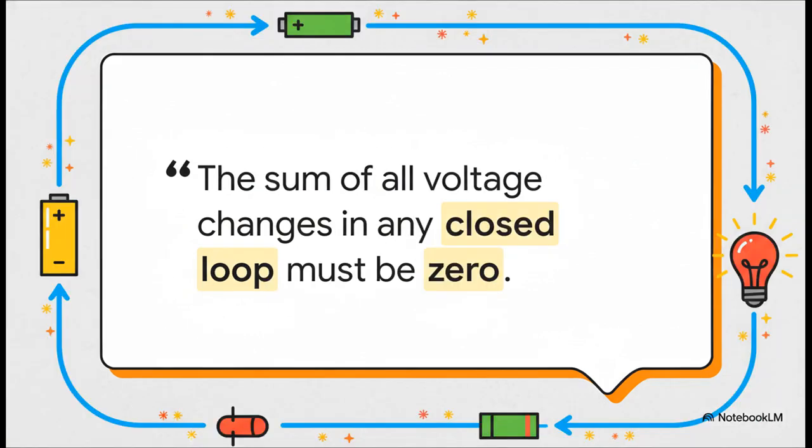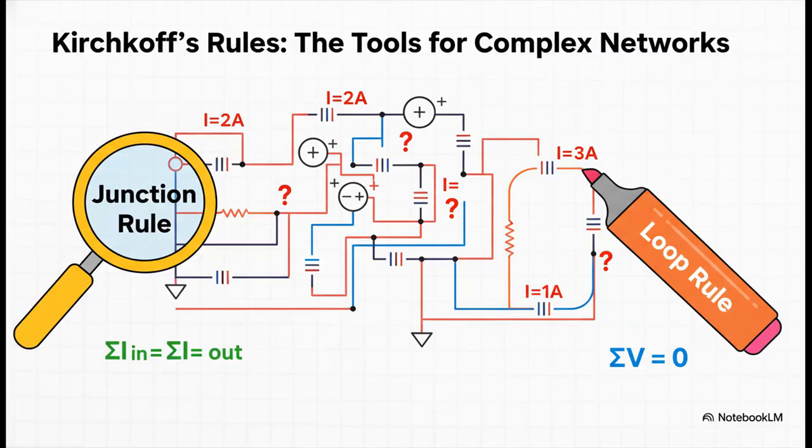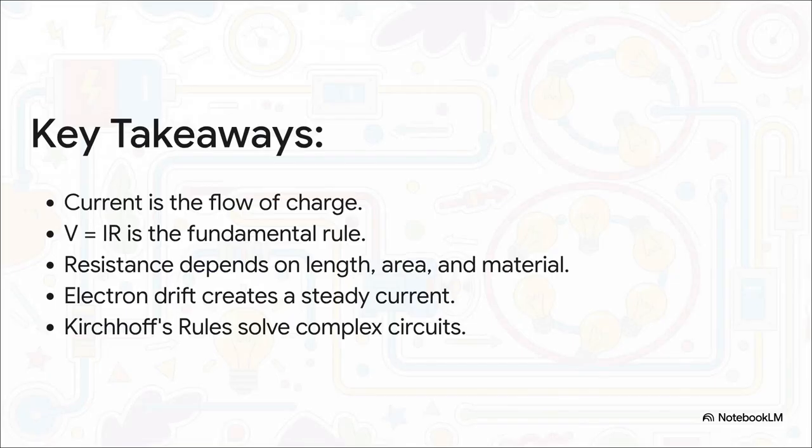The second one is the loop rule. It says the sum of all voltage changes in any closed loop has to be zero. Using just those two rules, you can analyze even the most complex electrical networks out there. They're super powerful. So let's quickly recap.